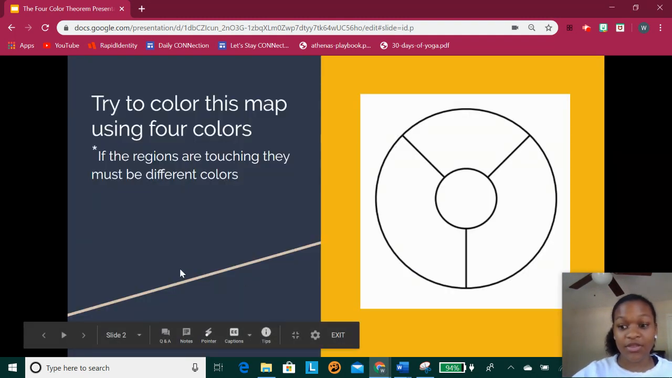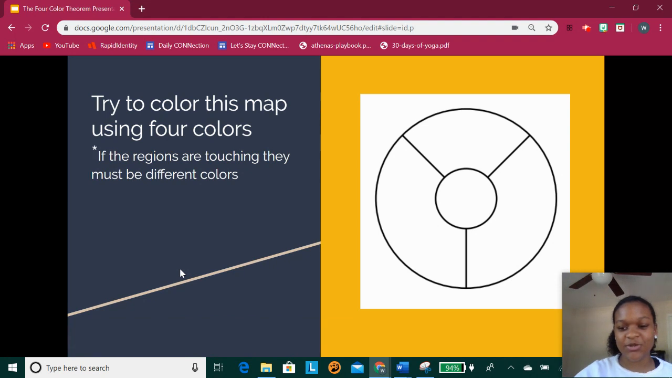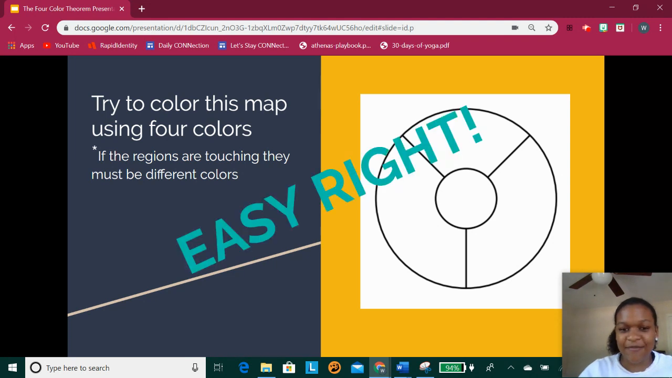So first, with your coloring materials, I want you to draw this map on a piece of paper, and I want you to try to color the map using only 4 colors. So go ahead and pause the video and try to color this map only using 4 colors. But the twist is, if 2 of the regions on the map are touching, they must be colored different colors. And I think you'll find that this one's kind of simple. So go ahead and give it a try. That was easy, right? Awesome.